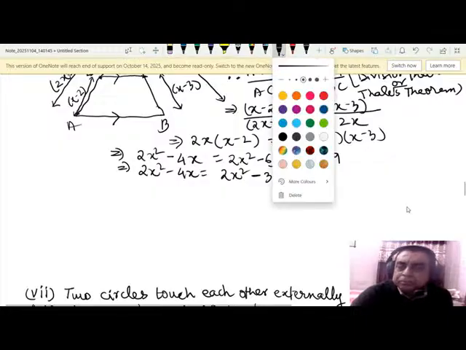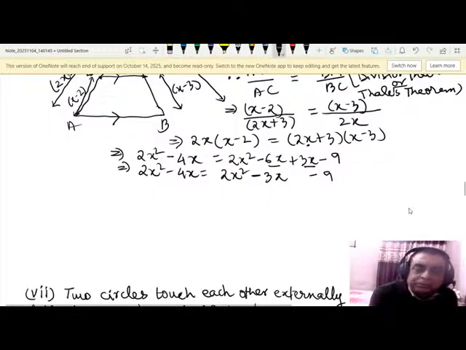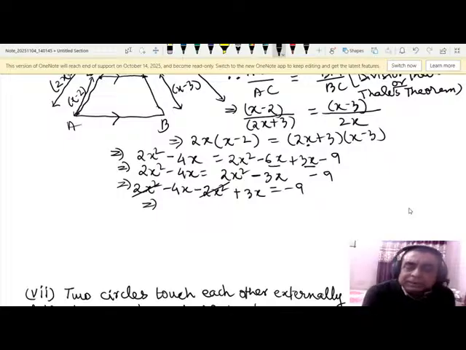Now bring the x terms to the left side. So this becomes 2x squared minus 4x plus 2x coming to the left is minus 2x squared. And minus 3x coming over is plus 3x. The value is minus 9. 2x squared minus 2x squared cuts out. Minus 4x plus 3x: the negative coefficient is bigger, so we put the negative sign and subtract the two coefficients. 4 minus 3 is 1. No need of writing 1. Just write minus x equals minus 9.